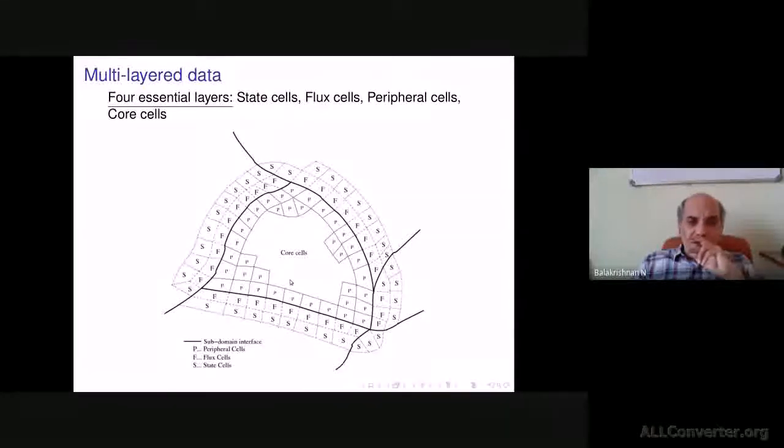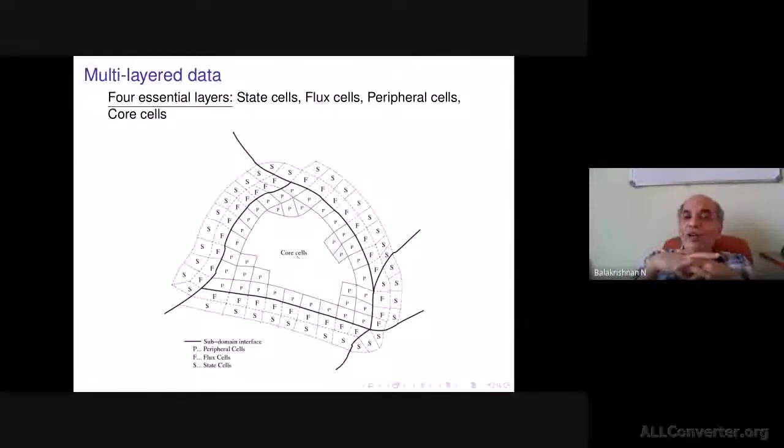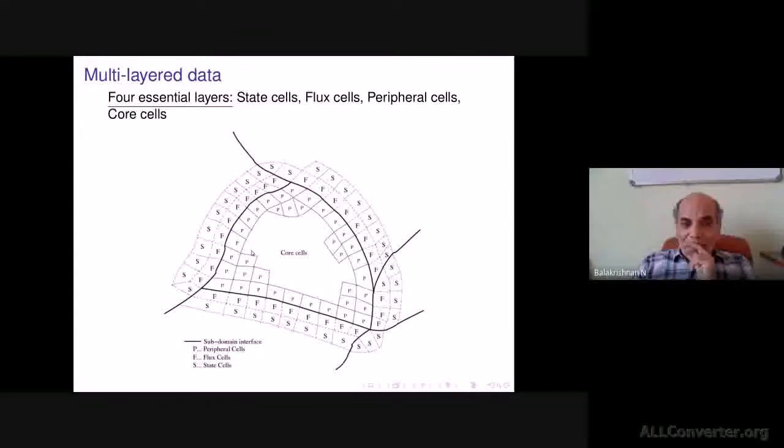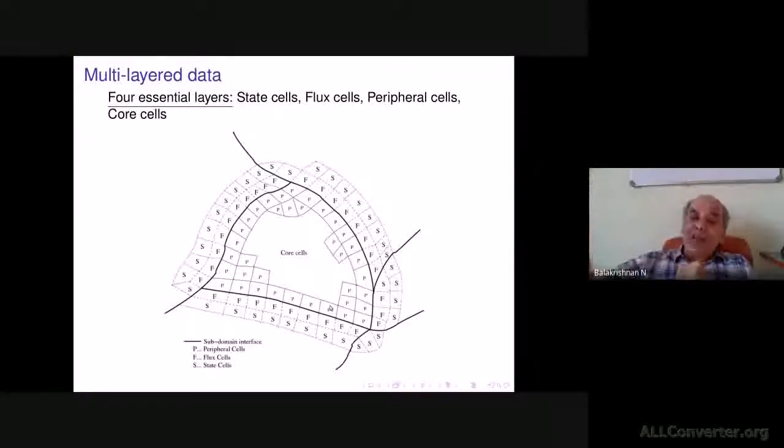I have what are called the core cells, okay? So what do I mean by that? These core cells are self-sufficient cells. They do not require data from other subdomains for the solution to be updated in the core cells, okay? But you also have what are called peripheral cells in a given subdomain. The peripheral cells, on the other hand, require data from the neighboring subdomains, right?